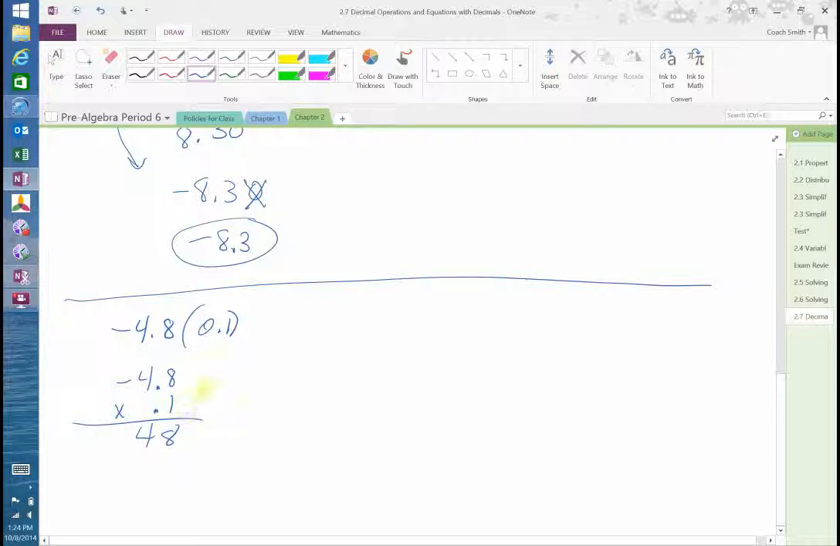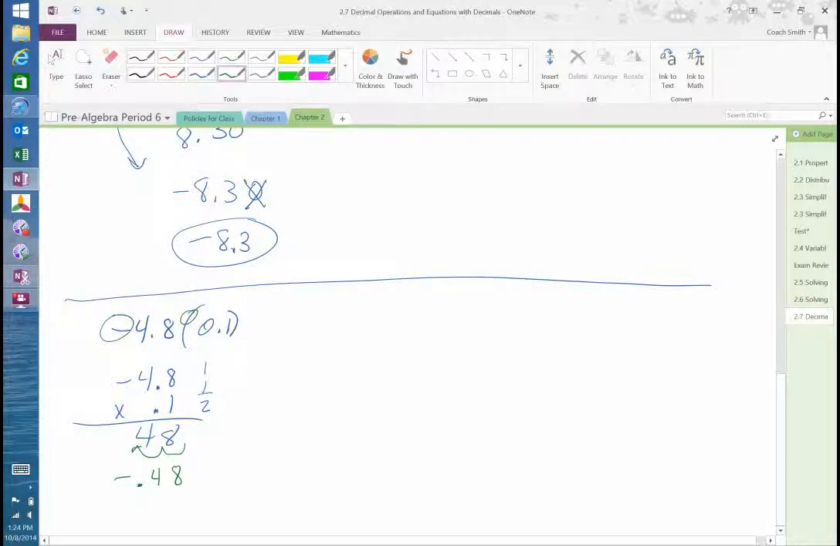Now you have one decimal place and two decimal places. And so I go once, twice. So 0.48, and it's negative because there's one negative sign.